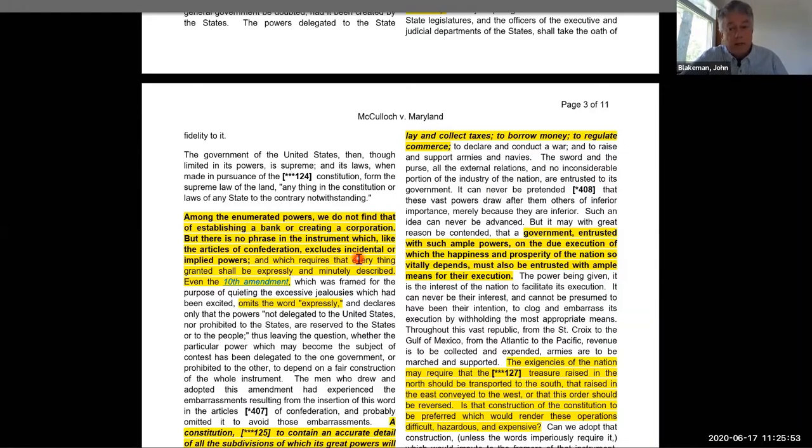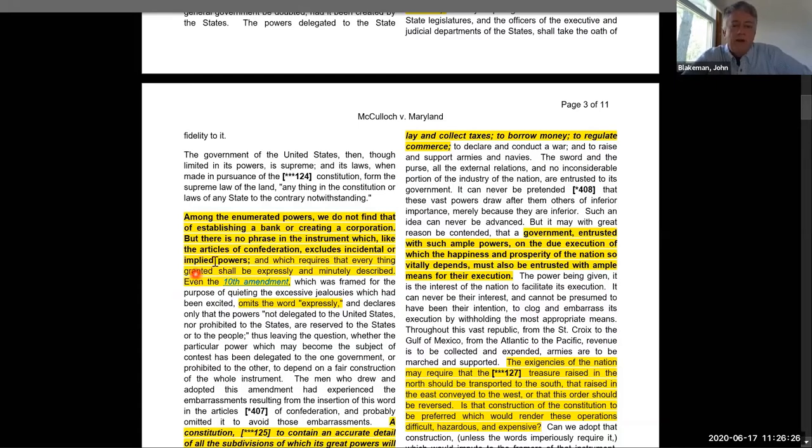This is really, really important because the Supreme Court's telling us that the Constitution, Article 1, Section 8, yes, it spells out the powers of Congress in express terms, what we call express powers. But there are also implied powers, powers that are not written down, and they are implied from the express powers. This is a complex argument.